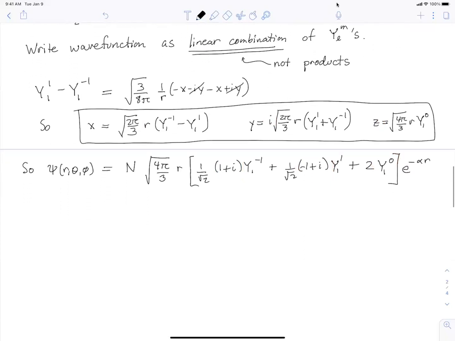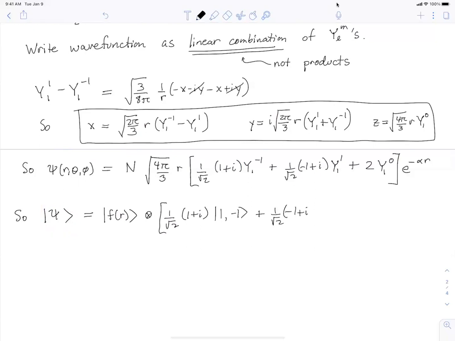Okay, so what does that mean? That means my ket, as opposed to my wave function. By the way, the ket does not come with labels r, theta, and phi. The labels r, theta, and phi go on the wave function. They don't go on the ket. So psi is equal to some radial coordinate function, tensor product, with a bunch of LM states, namely 1 over root 2, (1 plus i), L equals 1, M equals minus 1, plus 1 over root 2, (minus 1 plus i), L equals 1, M equals 1. And then for the last one, it's 2 times the state 1, 0. So this is in the LM eigenbasis.